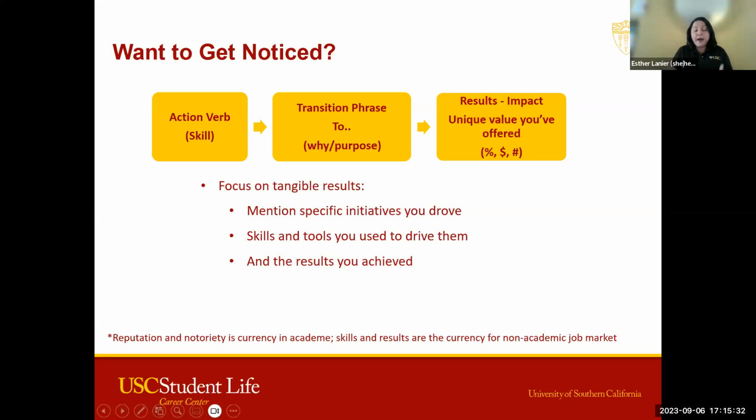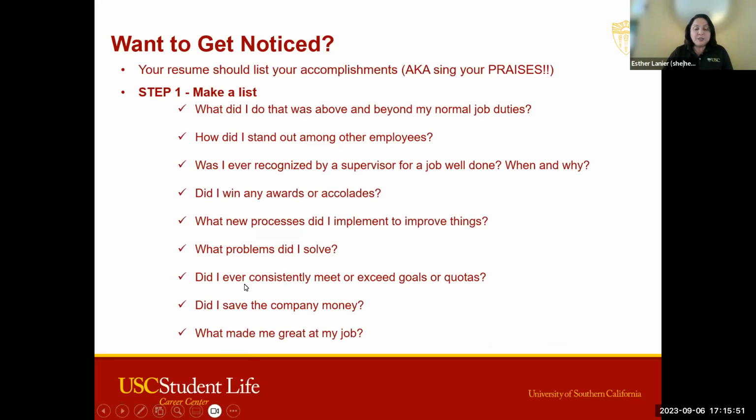So obviously when we're thinking about industry versus the academy, in the academy space, your reputation and notoriety is currency, whereas skills and results is the currency for non-academic job markets or industry. So you want to just keep in mind who your audience is as you are presenting the information.